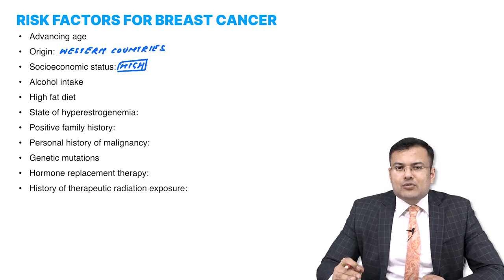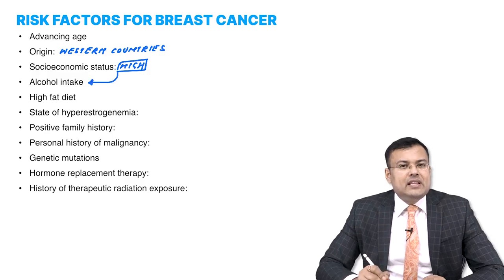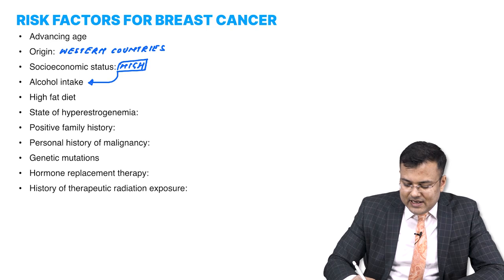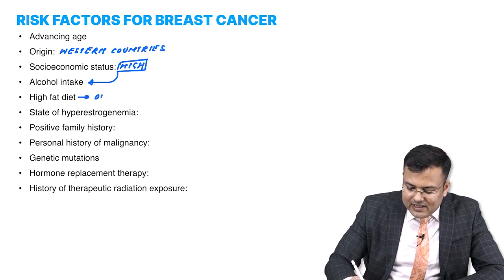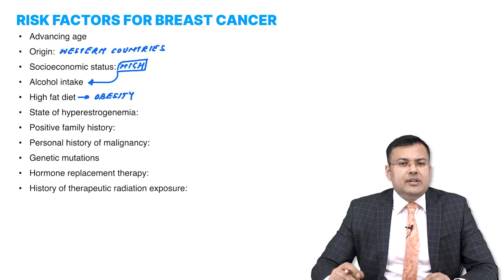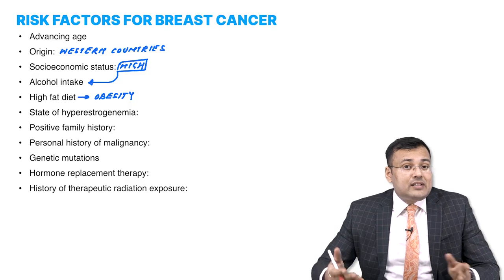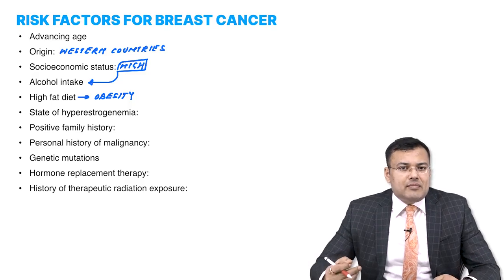You know that in females of high socioeconomic status, there is alcohol intake, high fat diet, and obviously the high fat diet leads to obesity. Both of these are risk factors. After that, states of hyperestrogenemia. Can you tell me what the states of hyperestrogenemia are? This also revolves around high socioeconomic status.